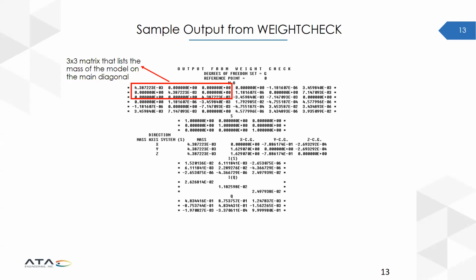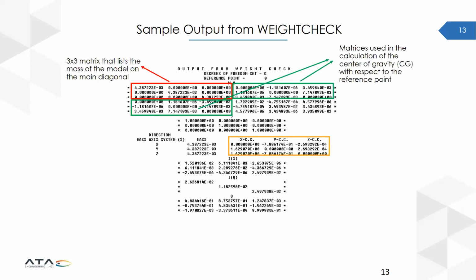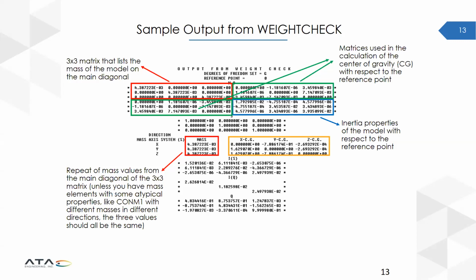But the first thing to look at is this 3x3 matrix in the red box, that lists the mass on the main diagonal. And so those 3 values, 4.38E-3, are all the same. So those are the mass. These green matrices are used to calculate center of gravity based on the reference point. And then the blue matrix is the inertia properties with respect to the reference point. And then again, the mass values are repeated in this next section in red again. So those 3 values are the same as the ones at the top.